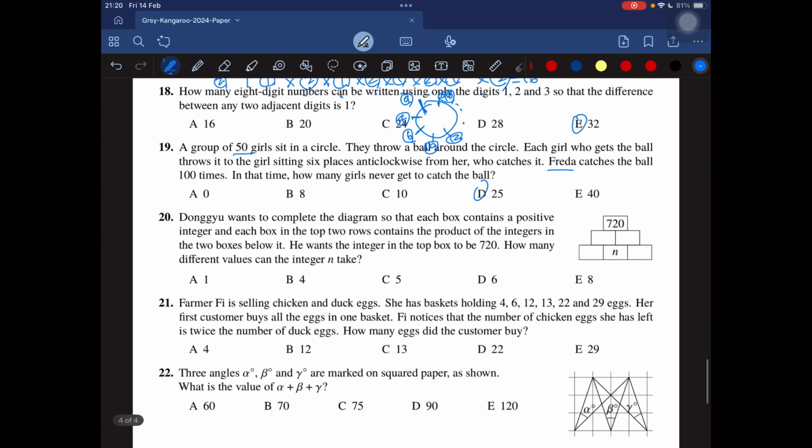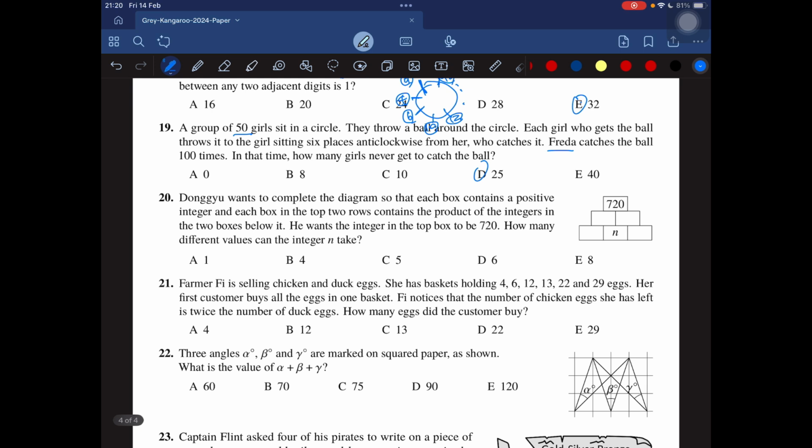So number 20. Complete the diagram. Each box contains a positive integer, and each box in the top 2 rows contains the product of the integers in the 2 boxes below it. So how many different values can integer n take? So which means n should be a factor of 720. But if let's say a and b, then a n, b n, so this is a b n squared. So this is the factor, but it should have more than twice.